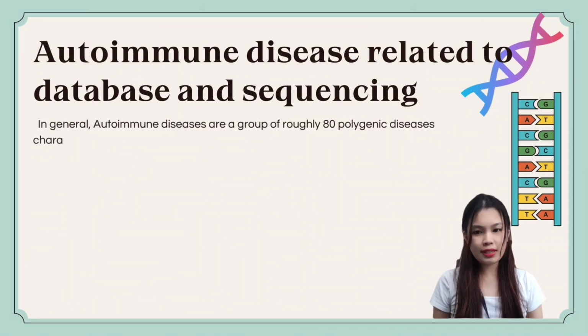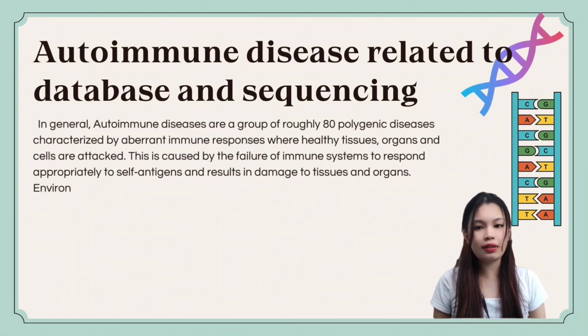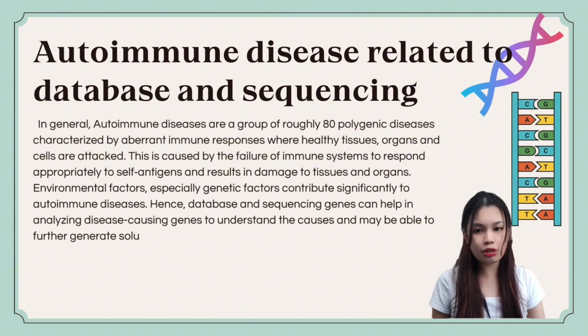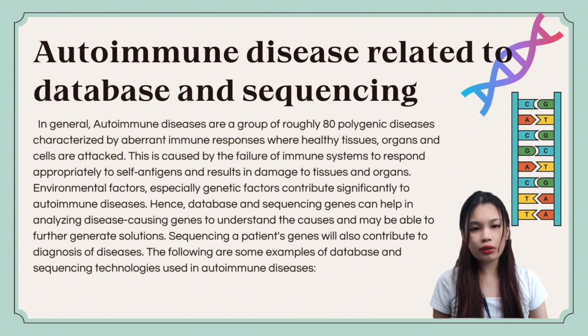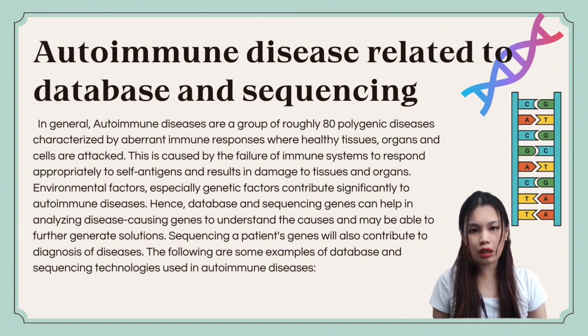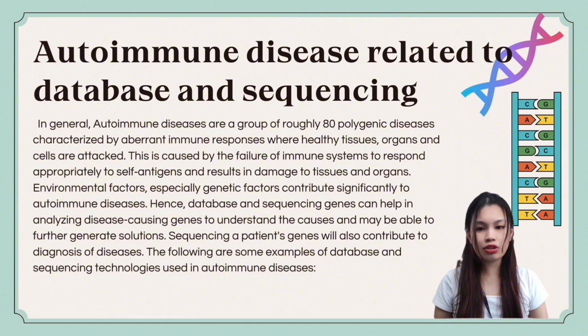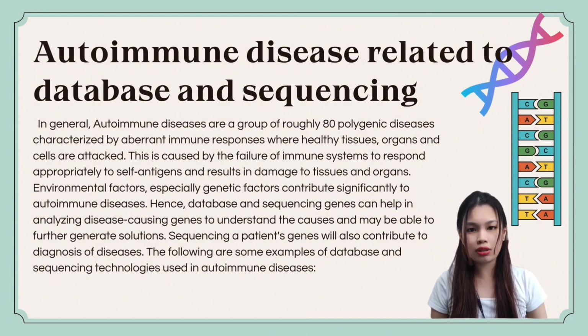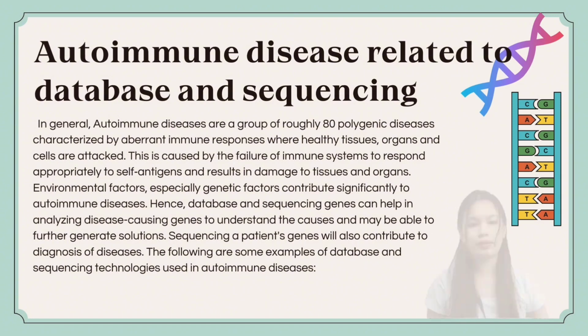In general, autoimmune diseases are a group of roughly 80 polygenic diseases characterized by a variant immune response, where healthy tissue, cells, and organs are attacked. This is caused by the failure of the immune system to respond appropriately to self-antigen. Environmental factors, especially genetic factors, contribute significantly to autoimmune disease. Hence, databases and gene sequencing can help in analyzing disease-causing genes to understand the causes and may be able to generate the solution. The following are some examples of database and sequencing technology used in autoimmune disease.